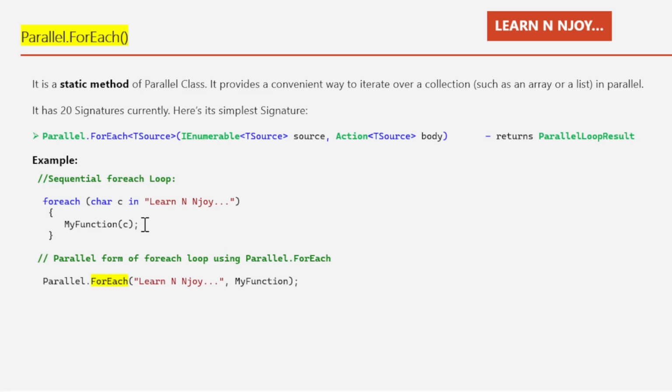Now, if you see its parallel version, here I have written the parallel form of the foreach loop using Parallel.ForEach. Here what I have done, I have written Parallel.ForEach("Learn and Njoy...", MyFunction).